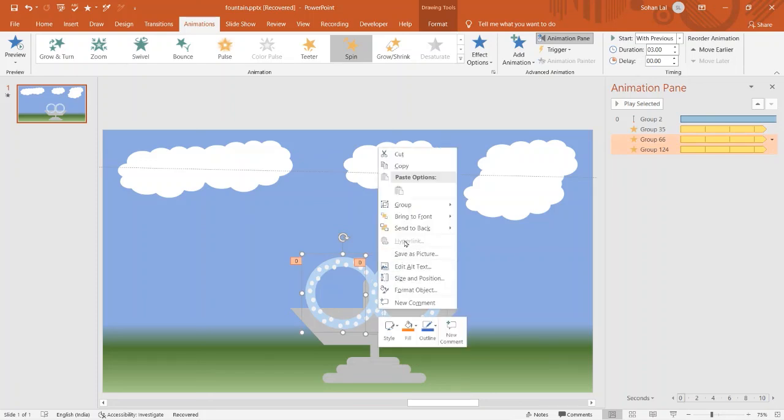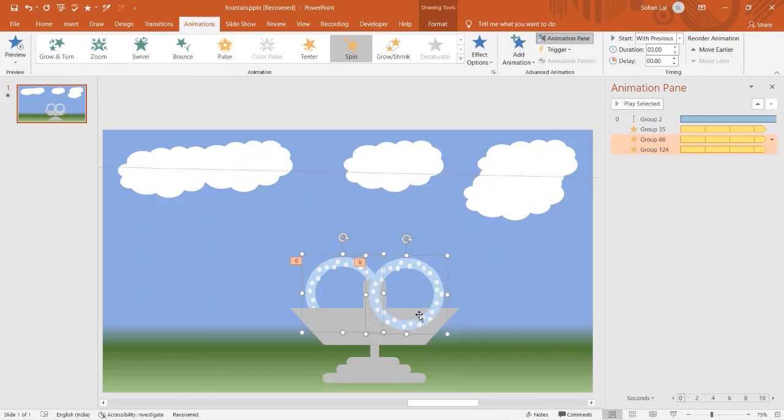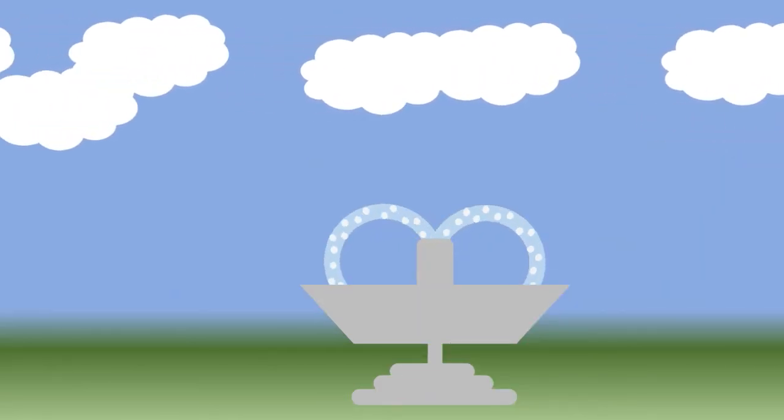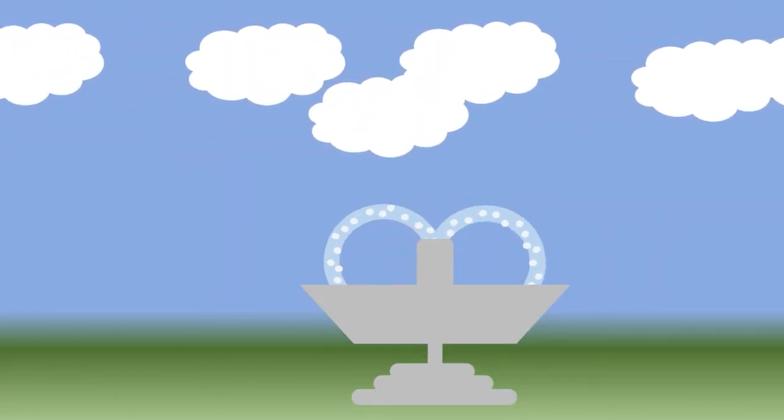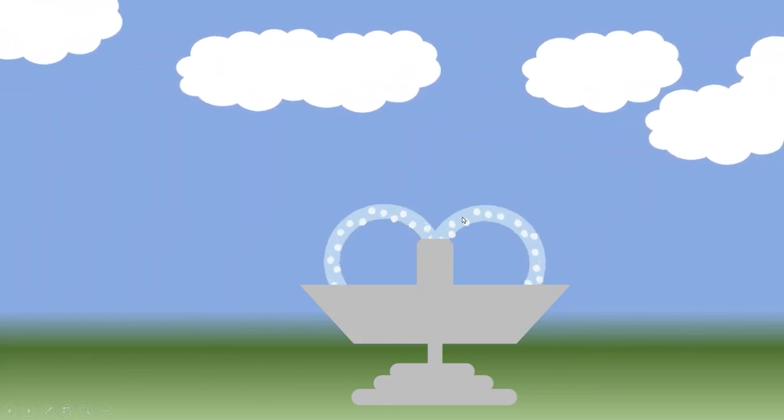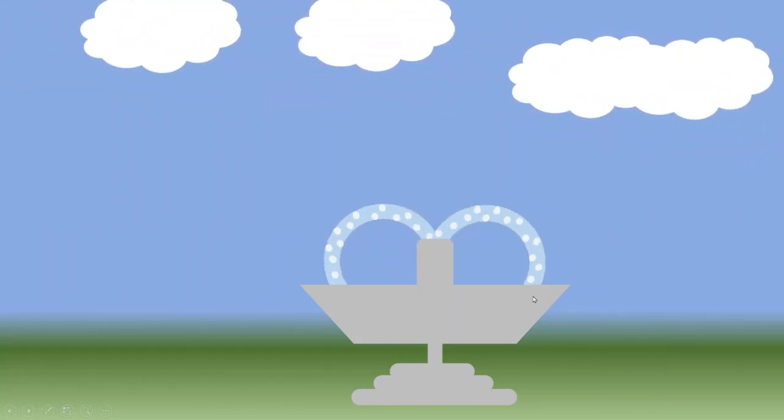Okay, now what you have to do is to select both circles, and you have to right click on it and say send to back, this shape also. And now see, it's looking like a fountain here.